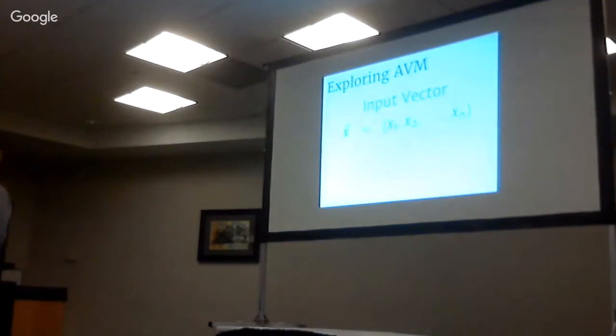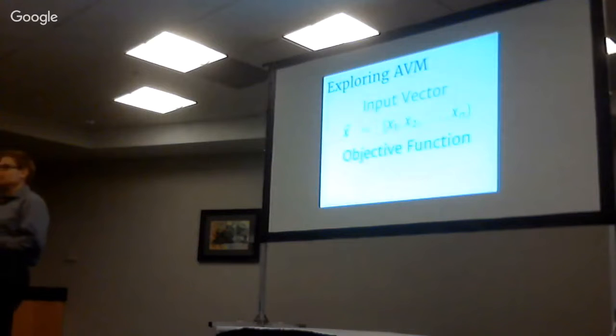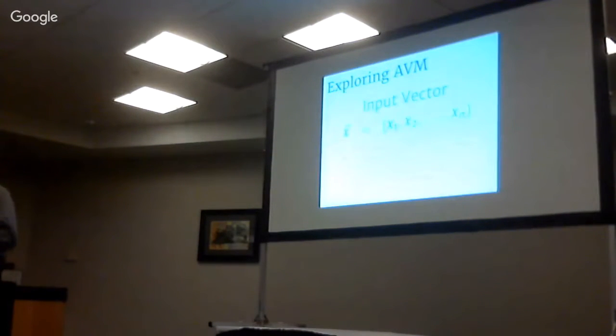Now, what we're going to do is to take that input vector and feed it into an objective function. The purpose of the objective function is to give us a way to know if our search is heading in the right direction as the AVM is running. Now, the AVM is going to perform a series of what we call exploratory moves. Those exploratory moves are intuitively big jumps, helping us to know whether or not the search is moving in a positive or a negative direction.